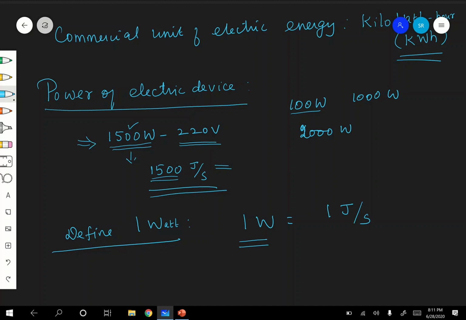So this is about power. You can define power with respect to a source and also with respect to an electric device. Source means the rate at which the energy is supplied. With respect to a device it means the rate at which energy is consumed. Are you following, children? So this is how you have to differentiate.